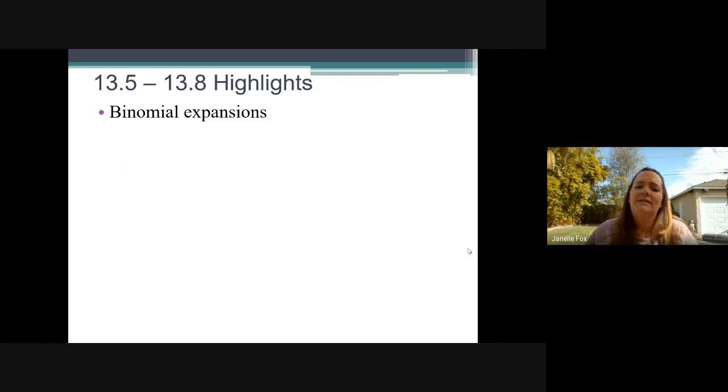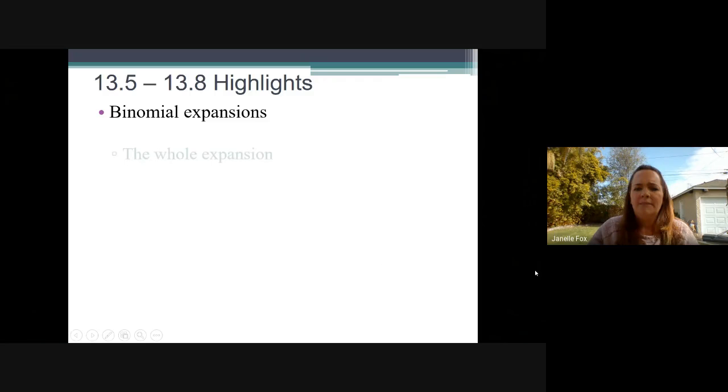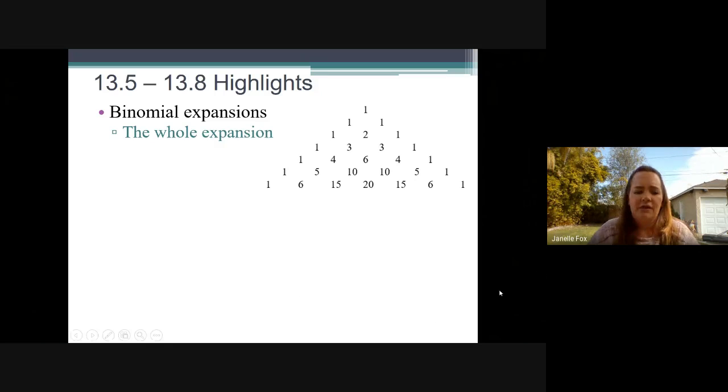One of the ways that we would do it: if they ask you to do the whole expansion, you're probably going to utilize Pascal's triangle to get the coefficients of each one of your terms, right? If it says to raise something to the 5th power, then you would use this row right here because the second number is a 5, and the coefficients are 1, 5, 10, 10, 5, and 1.